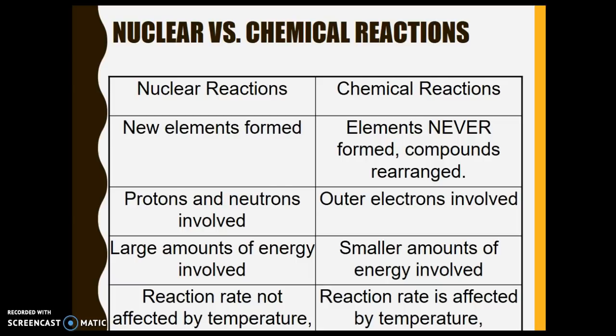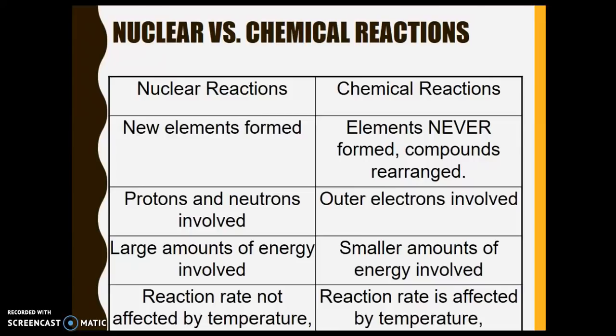So the difference between a nuclear reaction and a chemical reaction. With a nuclear reaction, we're creating new elements as our products. And I'll show you guys some examples of that later on in the notes. With a chemical reaction, elements are never formed. However, the compounds that we started with have just been rearranged to form different compounds. So maybe one of your reactants that you started with was sodium chloride. Maybe a product that you create is hydrochloric acid, HCl. So again, with a nuclear reaction, new elements are formed. Chemical reaction, elements are just rearranged.